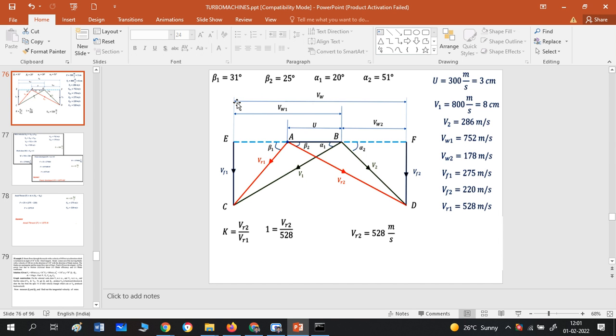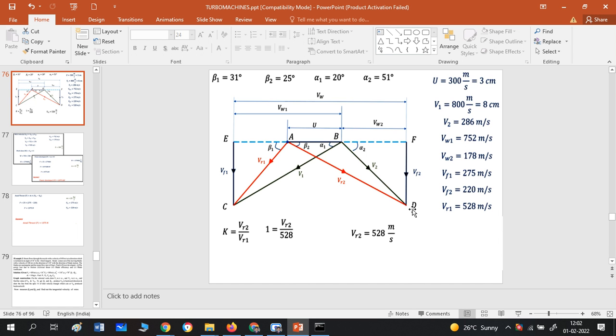Okay. So from the graph we have got 31 degrees. Now from A to E you can join the line. Now line B to E becomes VU1, as shown here. The distance between B to E is VU1. Later, once VR to end is known, 528 meter per second we have drawn.